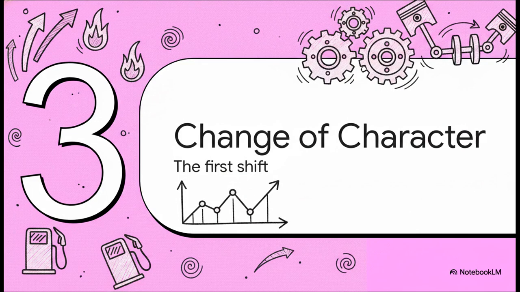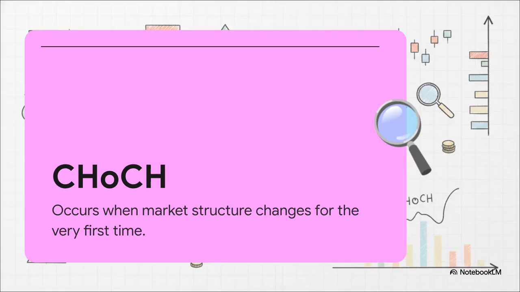Moving on to Section 3, change of character explained. Let's examine that crucial first shift. Okay, a CHoCH, or change of character, occurs when market structure changes for the very first time. Let's say you're in a downtrend, price is making lower highs and lower lows. A CHoCH happens the exact moment price breaks above the last lower high. It is the very first structural clue that the trend's momentum might be shifting. However, and listen, this is exactly where the trap lies, a CHoCH is just a clue. It is absolutely not an automatic guarantee of a trend reversal.